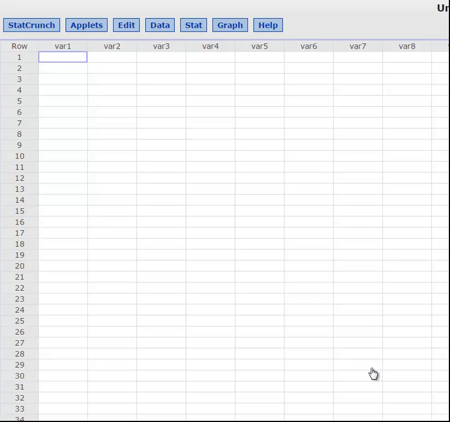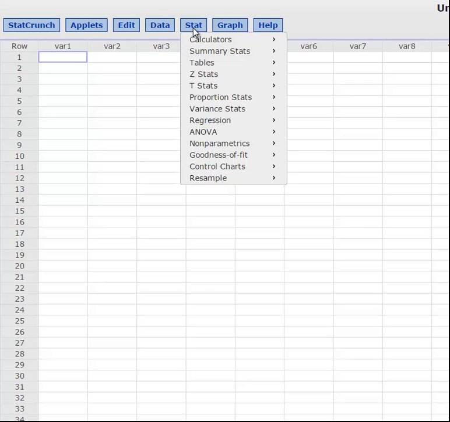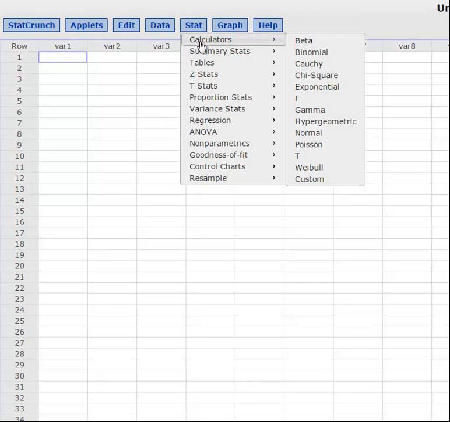Let's take a look at those three area problems using the normal distribution calculator in StatCrunch. Okay, so for the first problem, I want to find the area to the left of z equal to negative 3.16. So I'm going to click on Stat, scroll to Calculators, and scroll down to Normal.